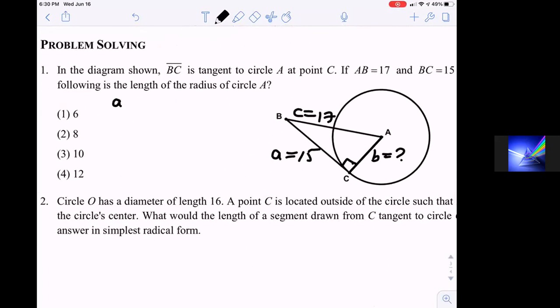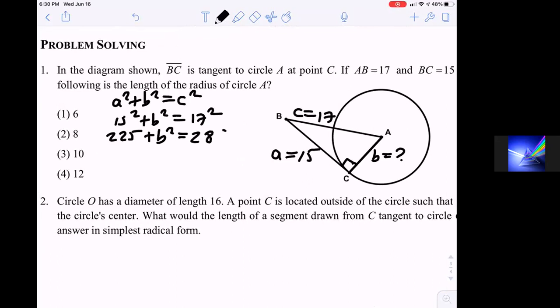analyze this. A squared plus B squared equals C squared. That would be 15 squared plus B squared equals 17 squared. 225 plus B squared equals 289. Subtract 225. And B squared equals 64. Square root both sides, B equals 8.